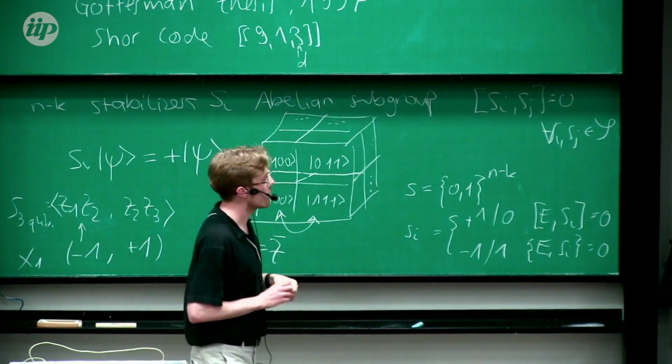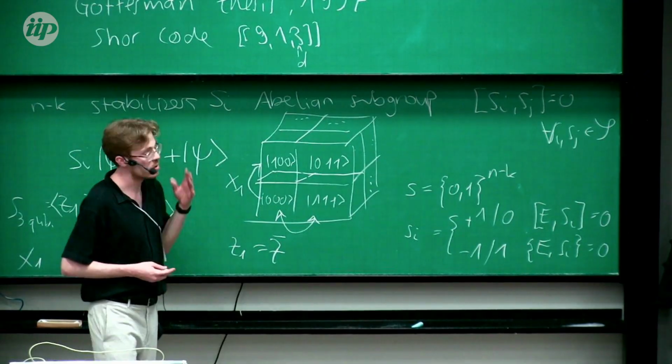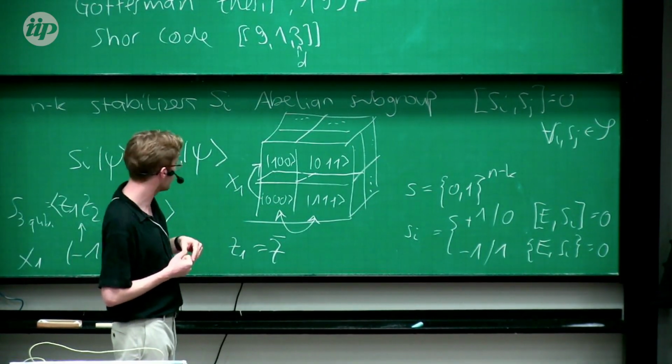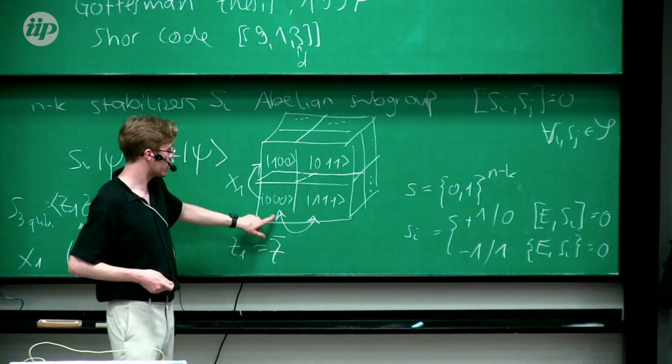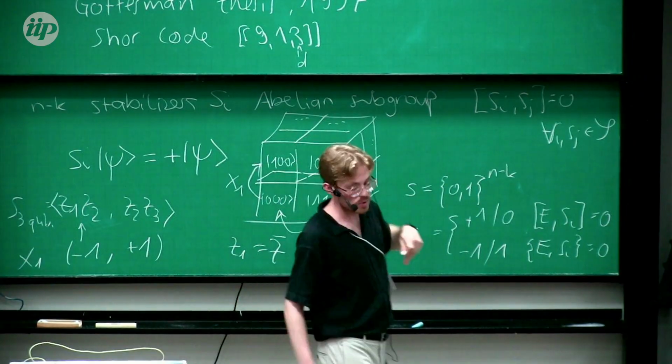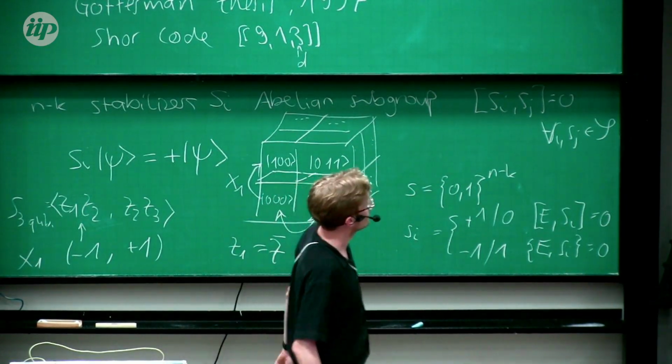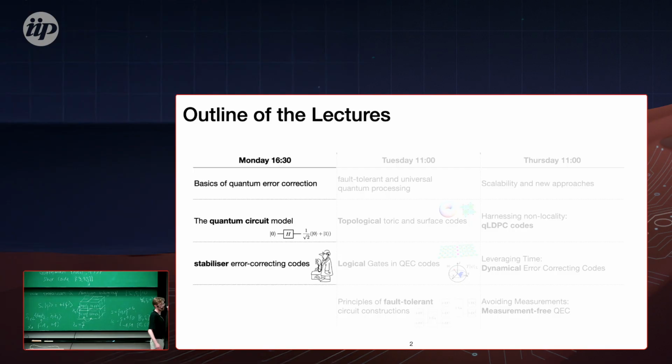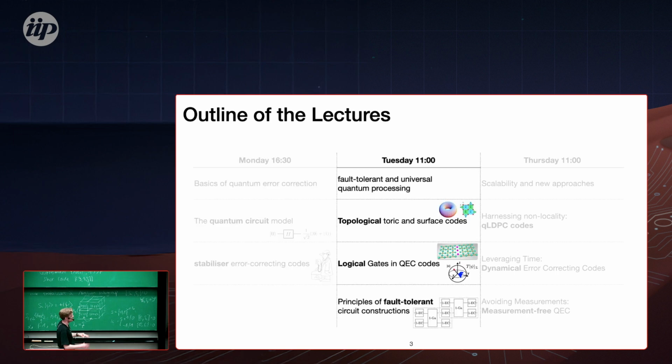Then the second thing I want to cover is how to perform logic in error correcting codes. Because for now, we just know how to do logical Paulis. But we learned yesterday in this quantum circuit model, as you can still see here, we also want, for example, a Hadamard or a T-gate or a CNOT between logical qubits so that we can perform universal quantum computation on these encoded qubits. Yeah, and then, if time permitting, we will talk a little bit about more advanced noise models and the principle of fault-tolerant circuit and logical gate constructions.